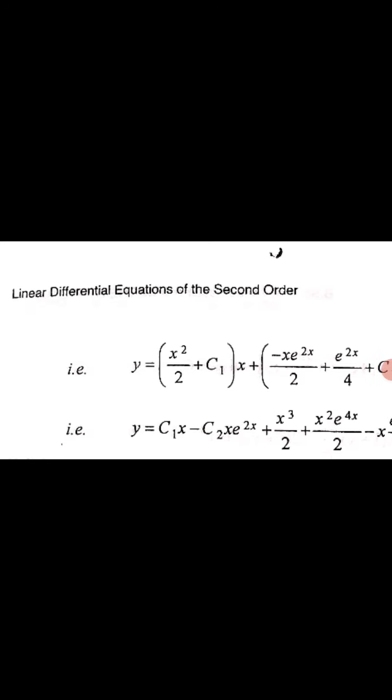That is y is equal to x squared divided by 2 plus c1 into x plus minus x e raised to 2x divided by 2 plus e raised to 2x divided by 4 plus c2 into minus x into e raised to 2x. That is y is equal to c1x minus c2x e raised to 2x plus x cubed divided by 2 plus x square into e raised to 4x divided by 2 minus x into e raised to 4x divided by 4. Okay.